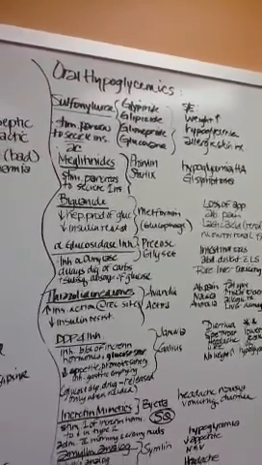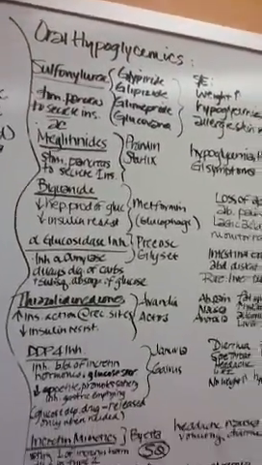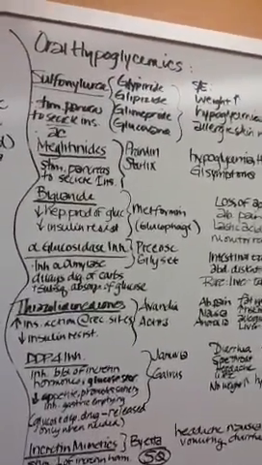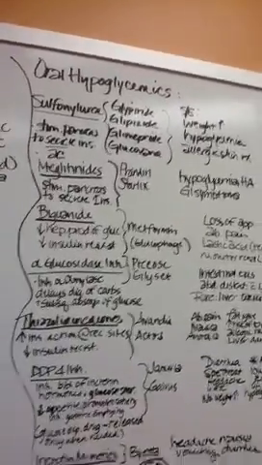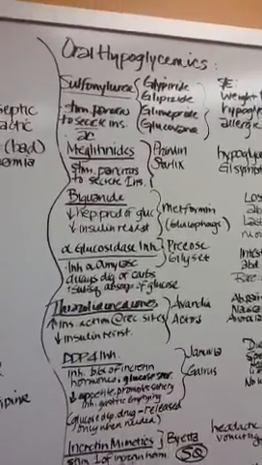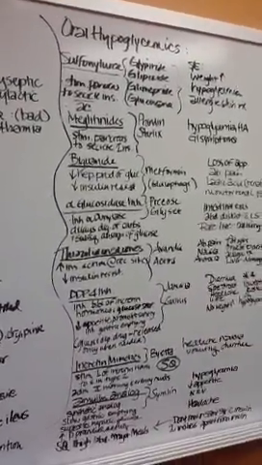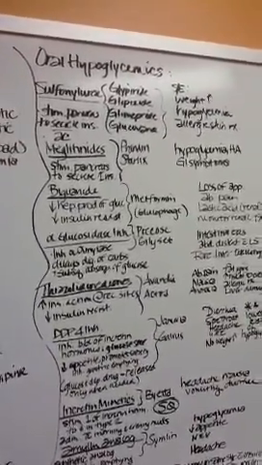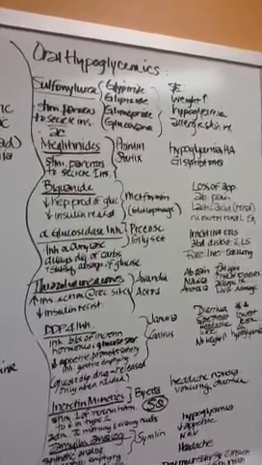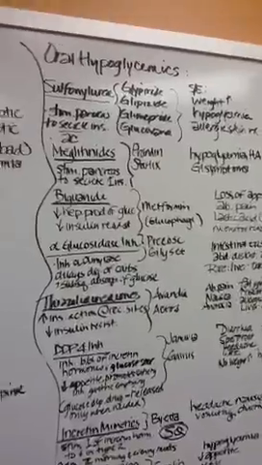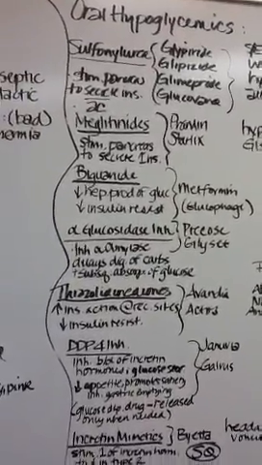Next, we have meglitinides, which also stimulate the pancreas to secrete insulin. They're also administered before meals, but it's very important to note that meglitinides are structurally not related to sulfonylureas, even though they basically have the same mechanism of action. The drugs listed in the meglitinides category are Prandin and Starlix, and the side effects are hypoglycemia, headache, and GI symptoms.